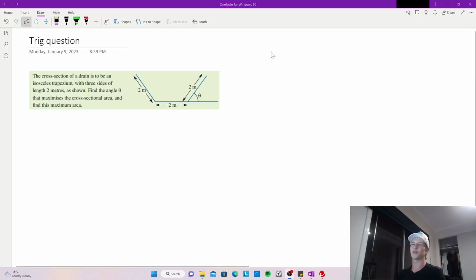Here we go. We've got a trig question here. Let's see how fast we can get this one done. The cross-section of a drain is to be an isosceles trapezium with three sides of length 2 meters as shown. Find the angle theta that maximizes the cross-sectional area and find its maximum area. So pretty much we want to find the angle theta that allows for the maximum area of this trapezium.